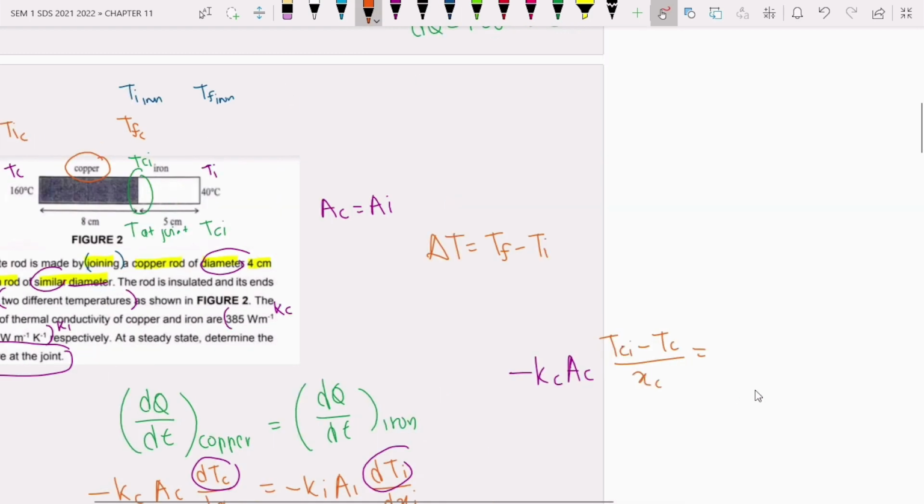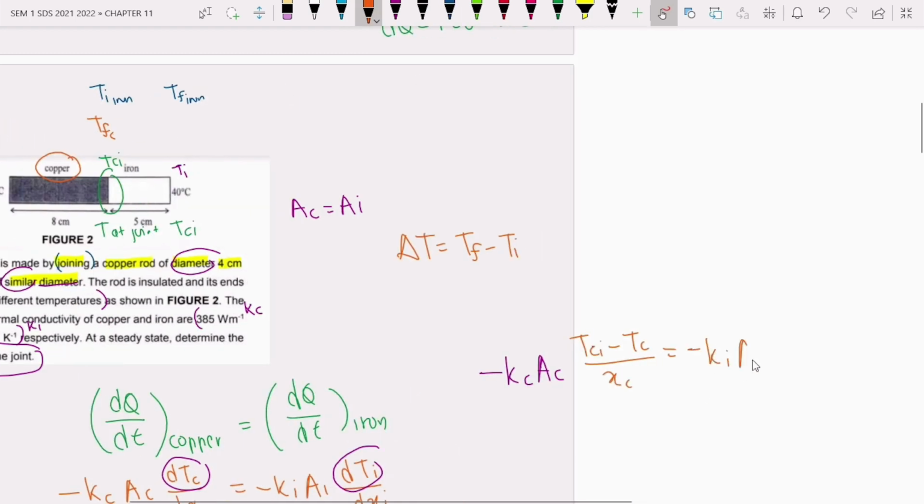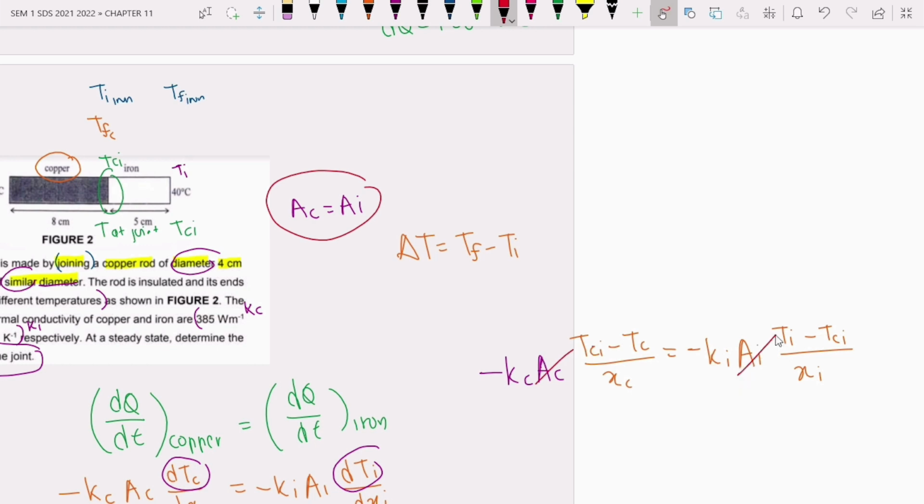Okay, let's continue with thermal conductivity of iron times area of iron, and for iron it's going to be final temperature minus initial temperature. So for iron, the initial temperature is at the joint, minus the final temperature of iron, which is Ti, minus the temperature at the joint, which is copper iron, divided by the length of the iron. As we know, the area of copper is the same as the area of iron, so we can ignore the area. Now let's substitute all the information given.